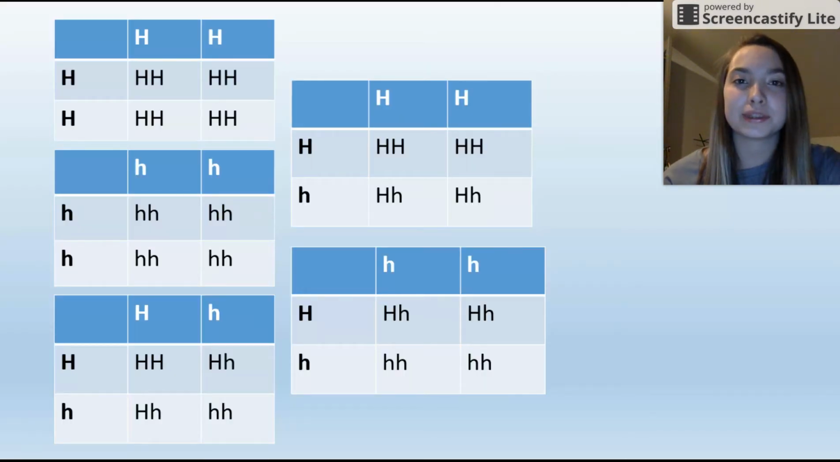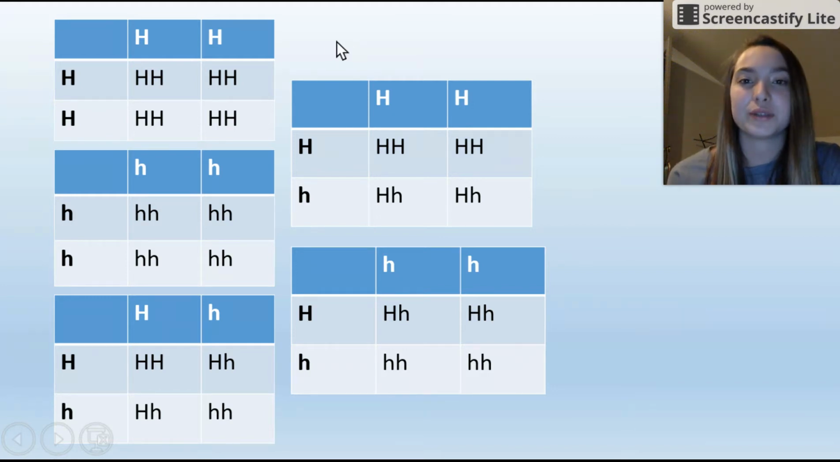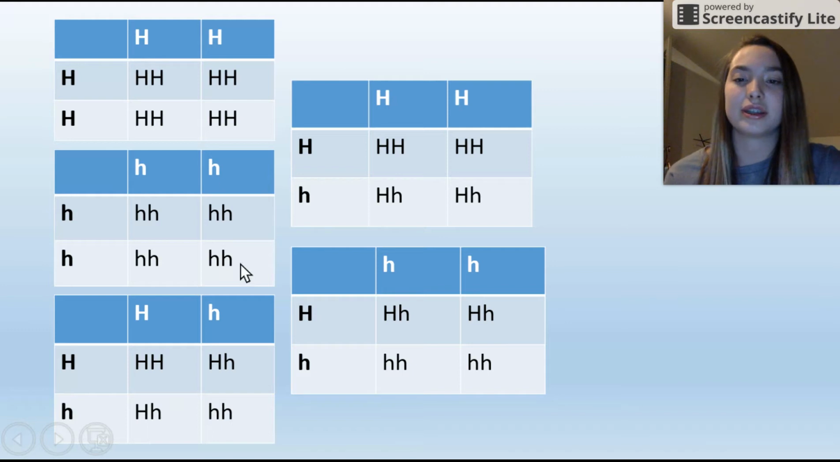Here are some examples of Punnett squares with different genotype combinations. The first one is both parents being homozygous for the trait. There is a 100% chance of the child having Huntington's disease. In the second one, both parents are homozygous for not having the trait, so there is no way that their child will have Huntington's disease.